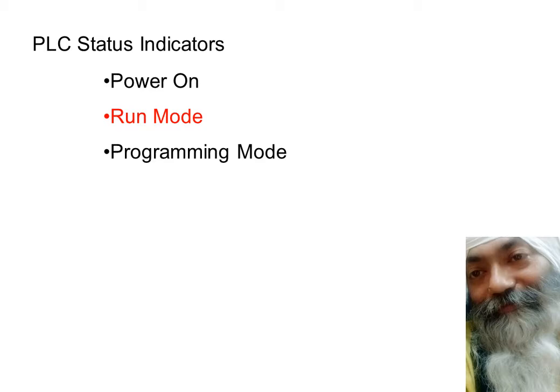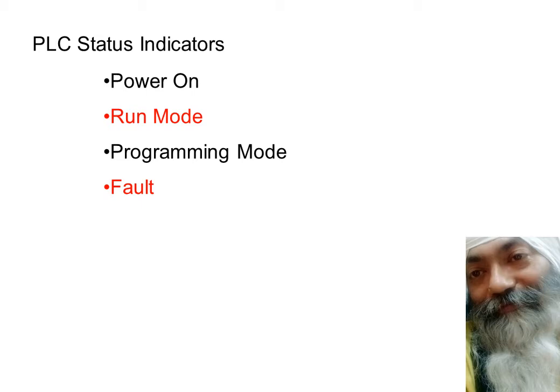The third LED, as you can see on the screen, is the programming mode. When you buy a fresh PLC, you have to program it once, and then whenever there is a need to reprogram, you go in for this programming mode. In that case, the run mode is switched over to the programming mode, so the run mode LED will be off and the programming mode will be on, but all the time the power on indication will remain on.